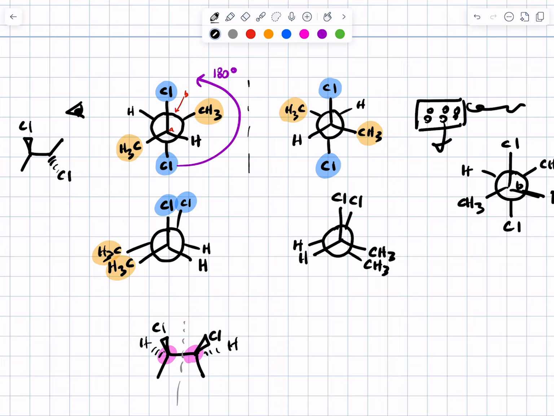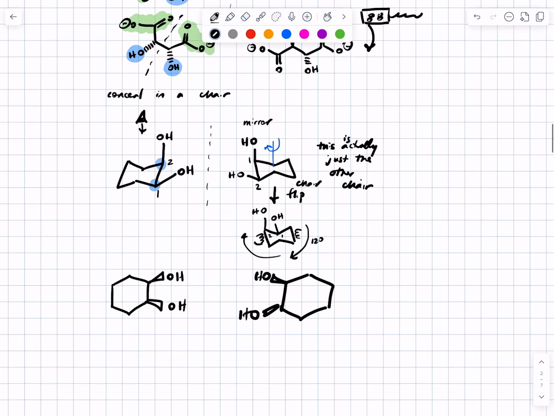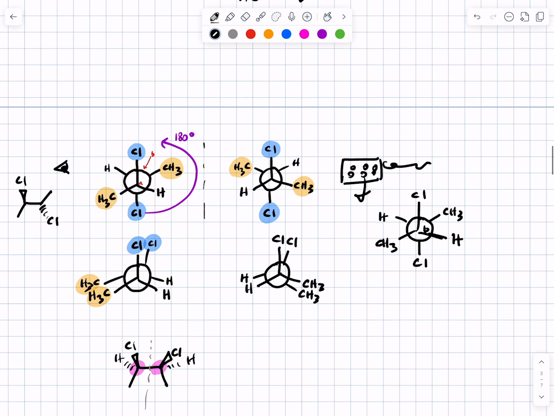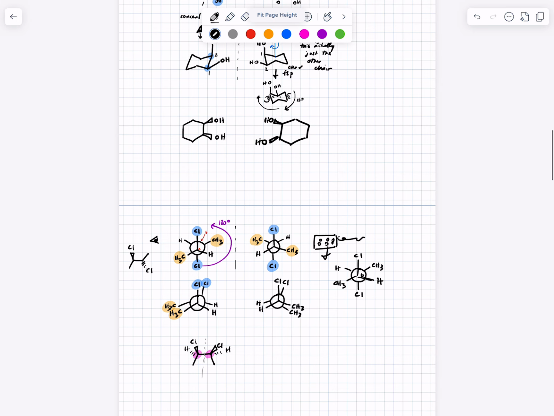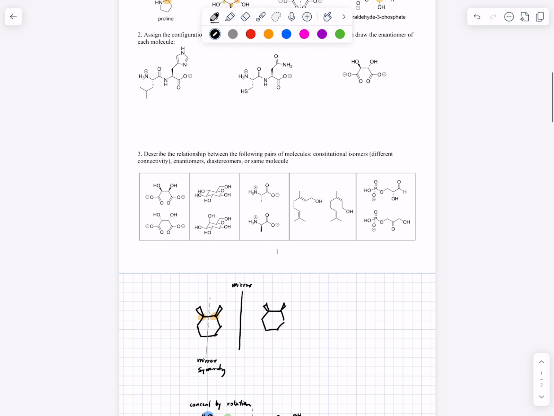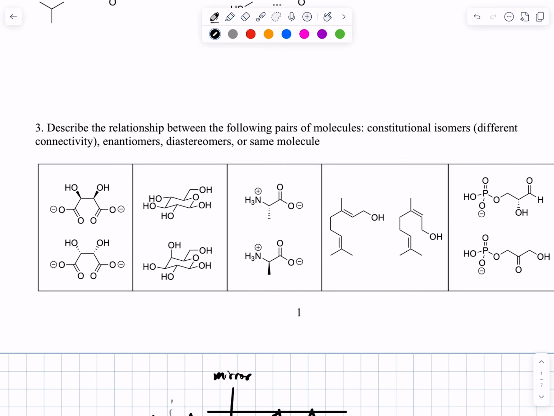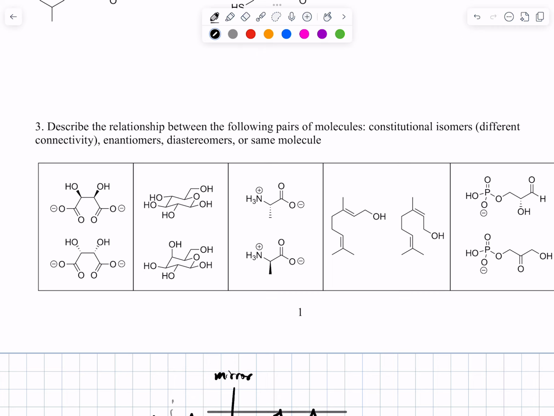You're going to have a lot of options: building models, manipulating things on paper. But yeah, the three major ways for me to conceal evil meso compounds is by rotation, by putting them in a chair, and then by putting them in a Newman projection. So practice, because that'll be useful. I am evil, but at least I disclose my evil to you ahead of time. With that in mind, let's apply what we've learned and describe the relationship between these compounds.